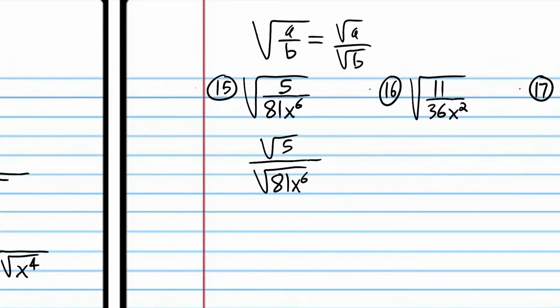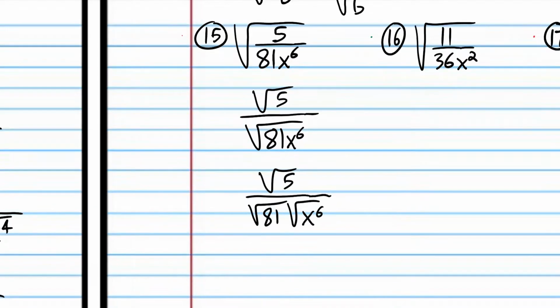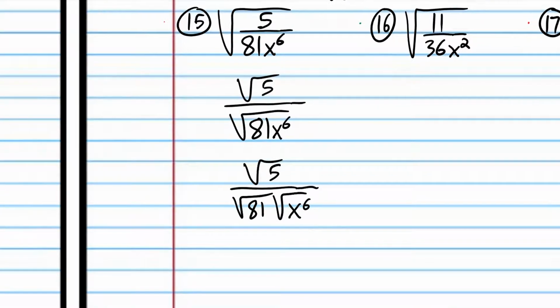And now we're going to use the basic principle again in the denominator. We can just separate that into two roots. We don't really need to separate it. We can just square root it immediately. We can kind of see what's going on there.